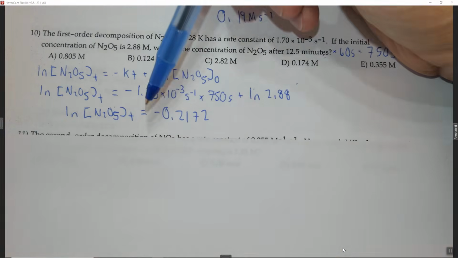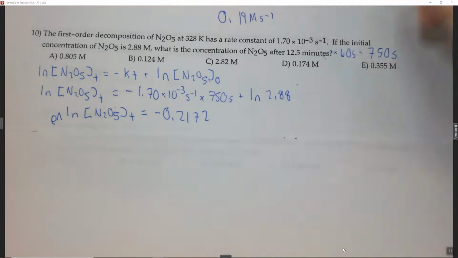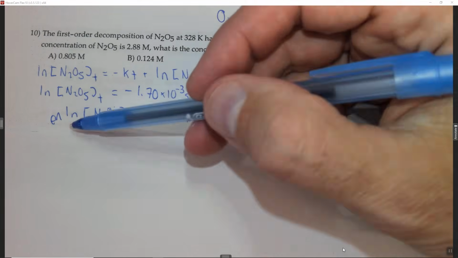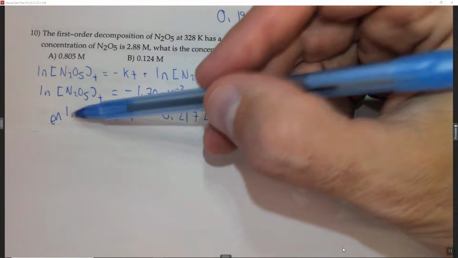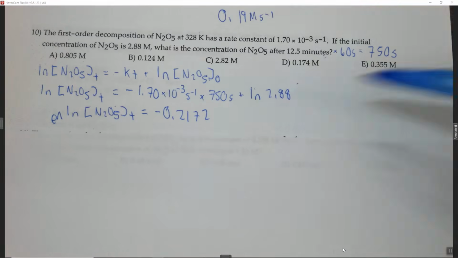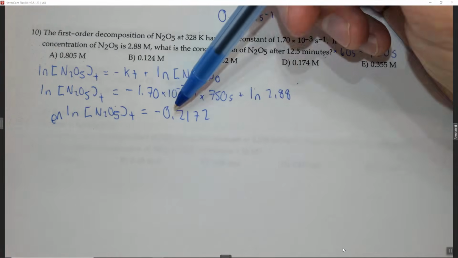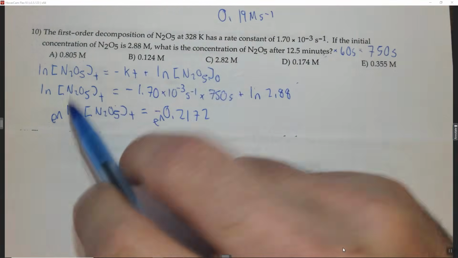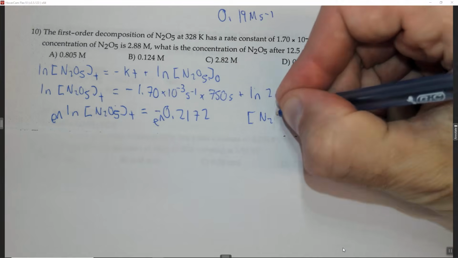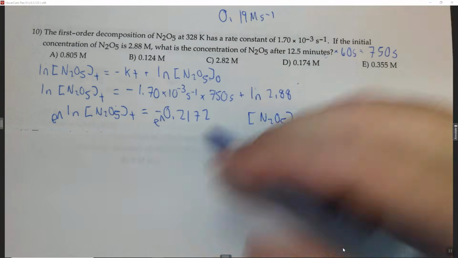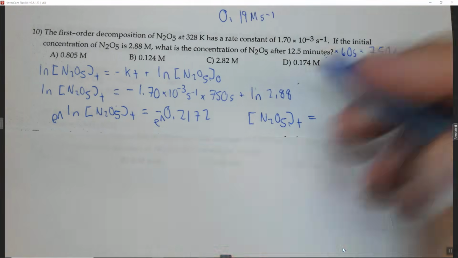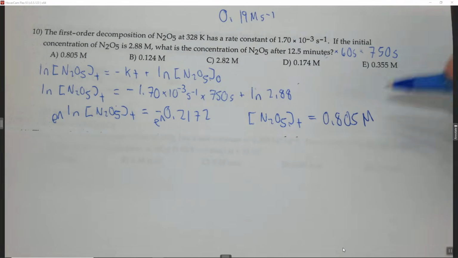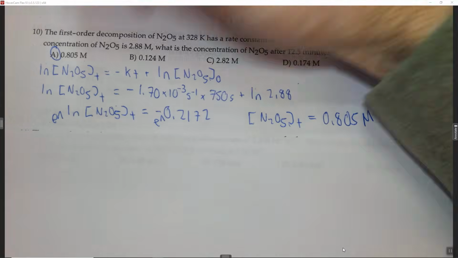Now, how do you get rid of the ln? Well, you take e, or in your calculator, shift ln. Okay, this is Euler's number, so this is the base. If it was a log, this would be 10 to the power, but in this case it's e, 2.7 something, I think. You take e to the power, and of course if you take e to the ln, it just gets rid of it, so you just get the concentration of N2O5 at some t equals e to this number, which you're going to do on your calculator, and you're going to get 0.805 molar. Okay, so that is choice letter A.